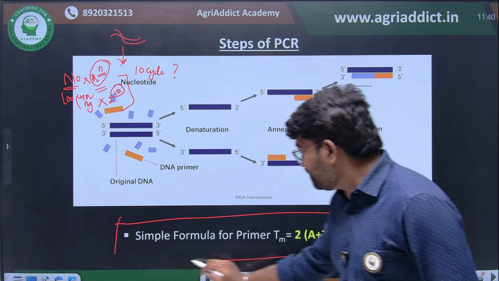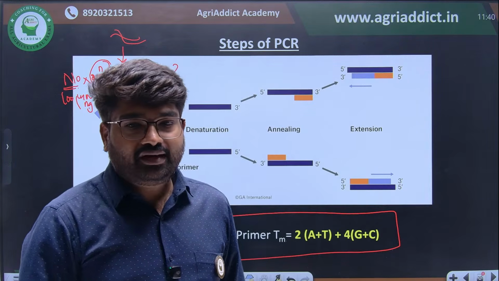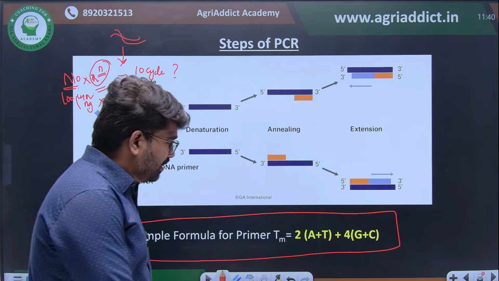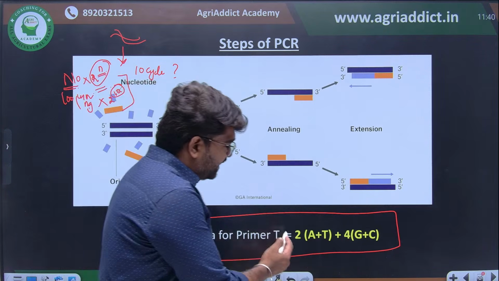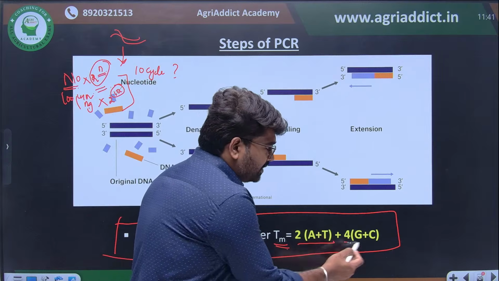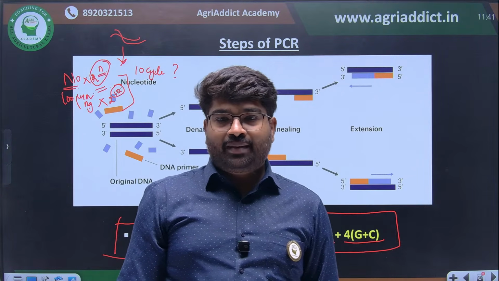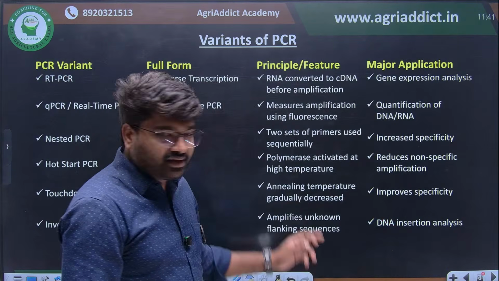How to determine the melting temperature of a primer? How to calculate the Tm of the primers? This is the formula. If you want to calculate the Tm of a primer, the formula is 2 into (A plus T) plus 4 into (G plus C). I hope this is clear. This we have already discussed.